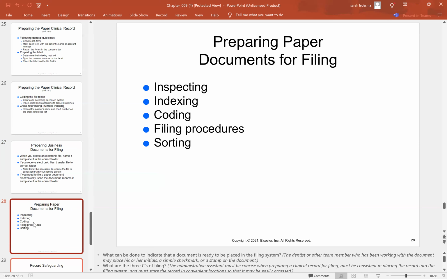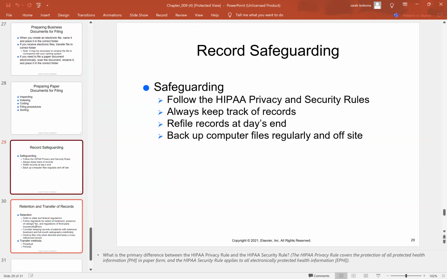Preparing paper documents for filing: inspecting, indexing, coding, filing procedures, and sorting. Record safeguarding: follow HIPAA privacy and security rules. Always keep track of records. Refile records at the day's end, and back up computer files regularly and offsite.